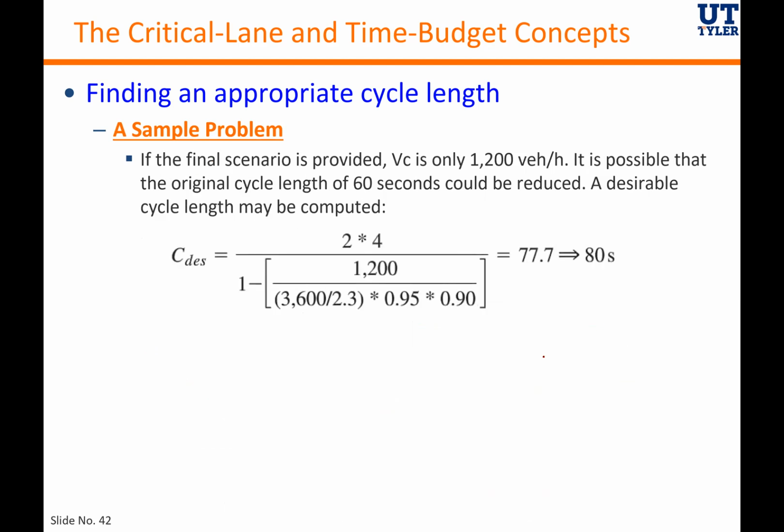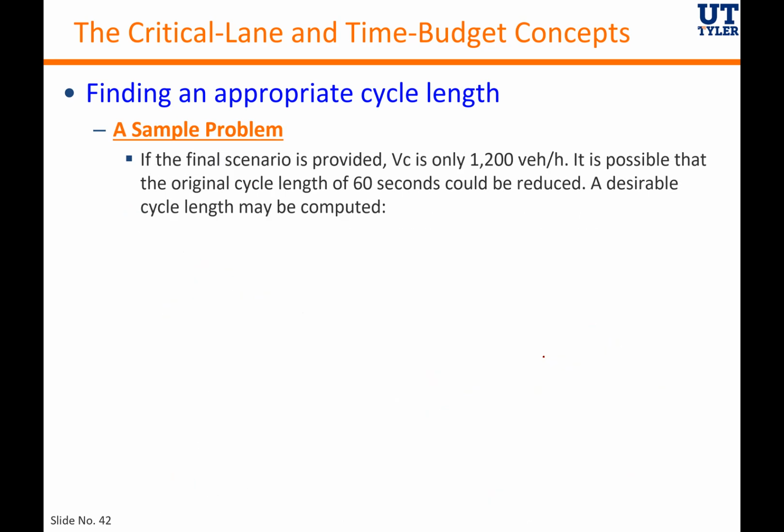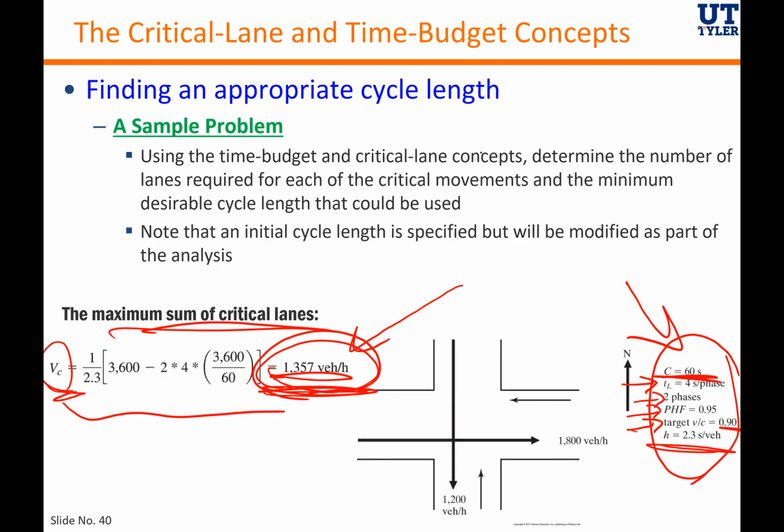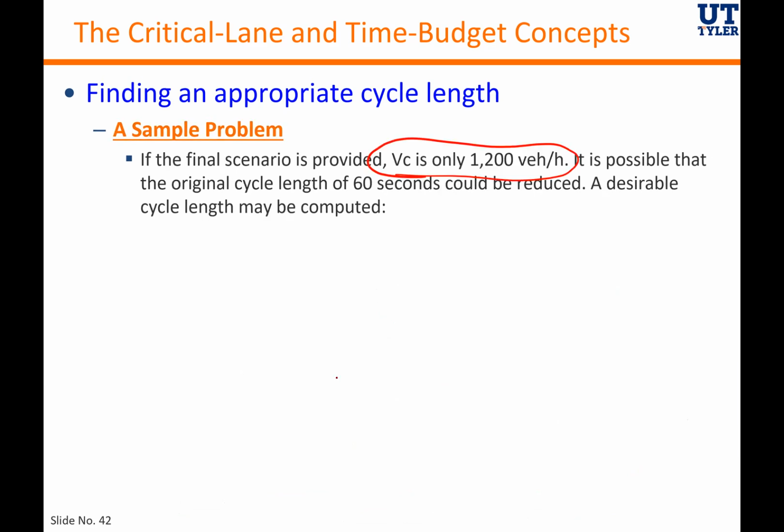And the last thing we wanted to do is find the desirable cycle length for the previous problem, knowing that now the V over C is only 1200, not 1300. This is where you start: the cycle length was 60 seconds, but that 60 seconds was based on the maximum sum of critical lanes being 1357 vehicles per hour. But once you go through the calculation and design an infrastructure where the maximum is actually 1200 vehicles, you need to revise the equation.